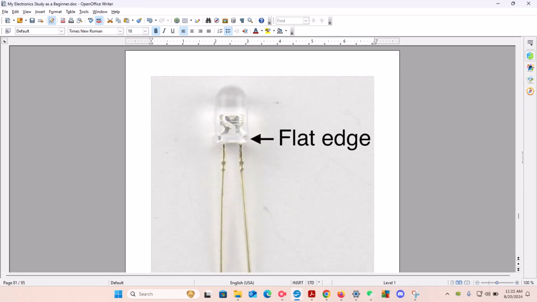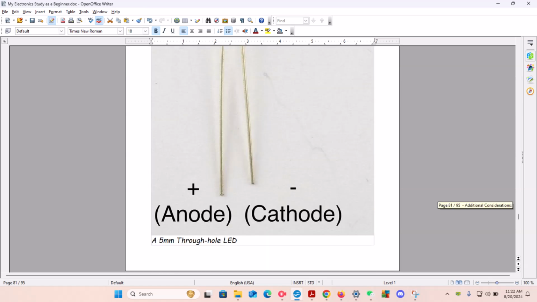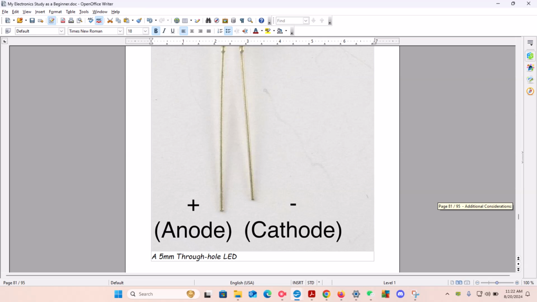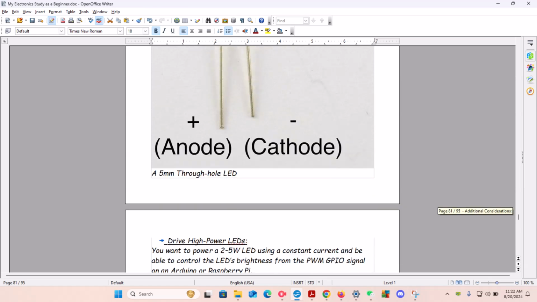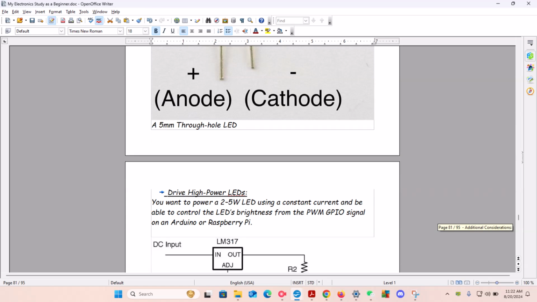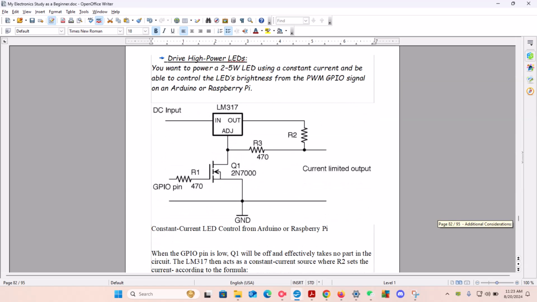If we look more specifically, we'll find that it has this flat edge, and we have our polarities, plus and minus. In this case, it's the anode and the cathode. And it's a 5mm through hole LED.